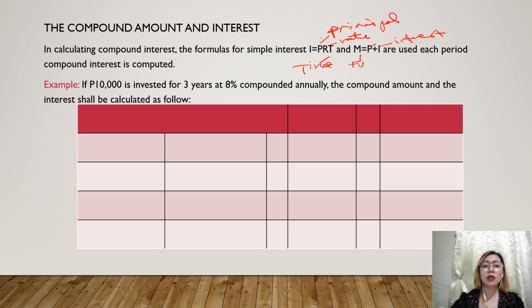Example, if 10,000 pesos is invested for 3 years at 8% compounded annually, the compound amount and the interest shall be calculated as follows. Okay, you can use table or pwede ka rin naman mag-manual computation. Pero to make it organized, I use the table para mapakita ko sa inyo how it goes pag kino-compute na natin siya. So, since 3 years yon, lagay ko lang muna dito yung first year natin, then second year, then this will be our third year.